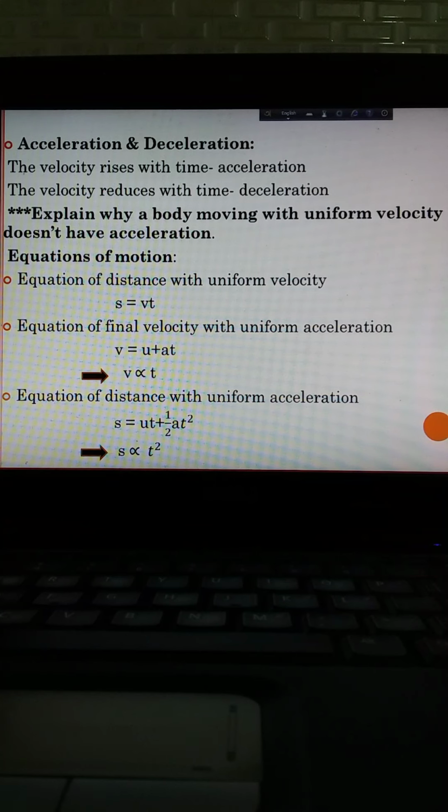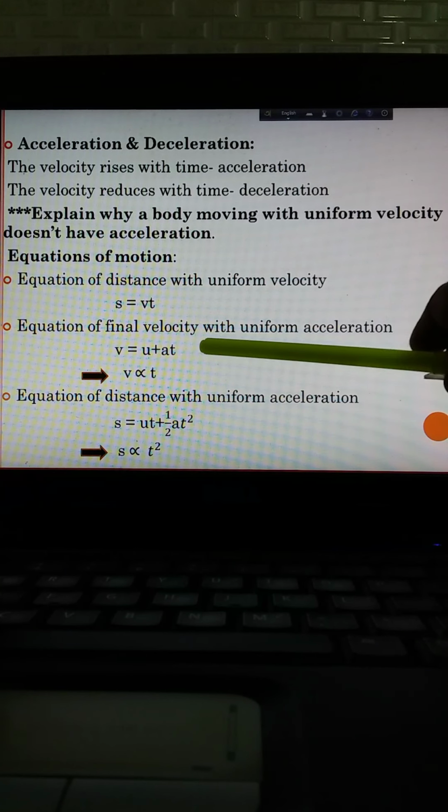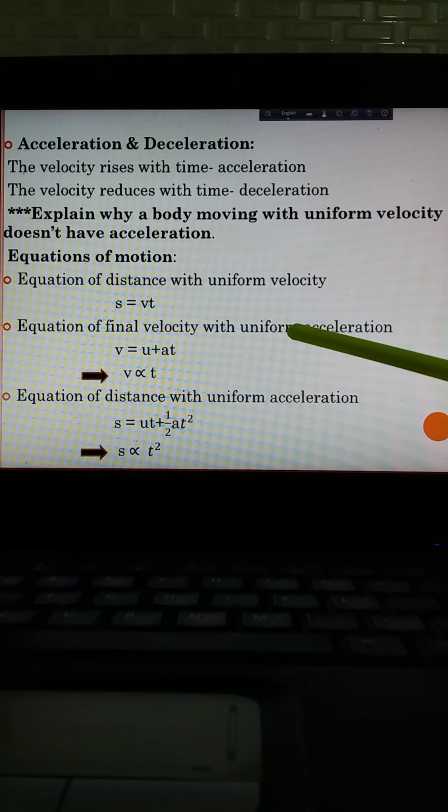Our second equation is the equation of final velocity with uniform acceleration. What is the equation? V equals u plus at. We can represent this equation in another way: v is proportional to t. How can we write that? If the object starts from rest, then the initial velocity u in this equation will be 0. Then the equation becomes v equals at. As the acceleration is uniform, that means constant, we can write v is proportional to t.